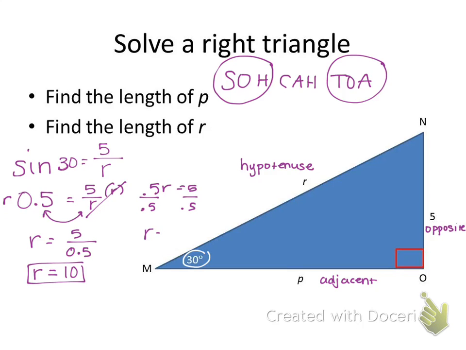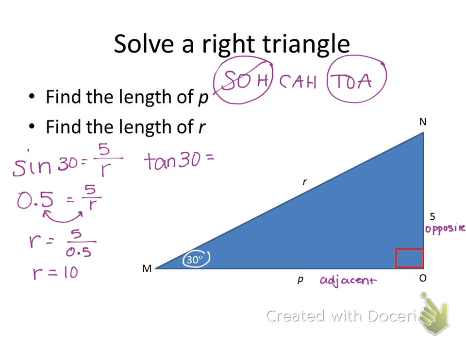All right, so now we found side r, but I still need to find what? Side p. So I've already used sine here. What's the only other thing that I'm going to use? Tangent. So let's find the tangent of 30. Don't forget, we're always going to use 30 because that's the angle measurement they've given us. And I'm going to do the opposite over adjacent. Well, my opposite is 5. And do I know what my adjacent is? Nope, so I leave it as p.